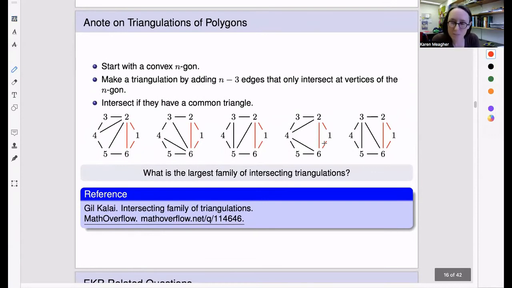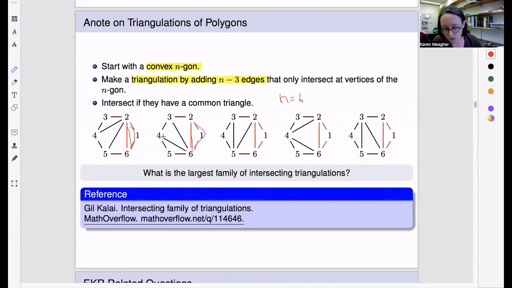This is sort of the example that has vexed people. I think Sebi and I have had conversations about this. If you start with a convex n-gon, so an n-sided object, you can do a triangulation by adding edges, and the edges can only touch at the vertices. They can't cross. Here I have n equal to 6, and I have a bunch of triangulations. I say they're intersecting if they have a common triangle. So all of these have the triangle 1, 2, 6.